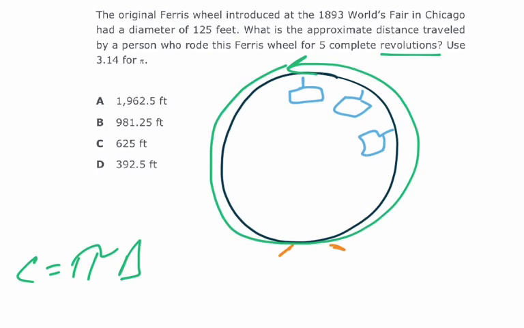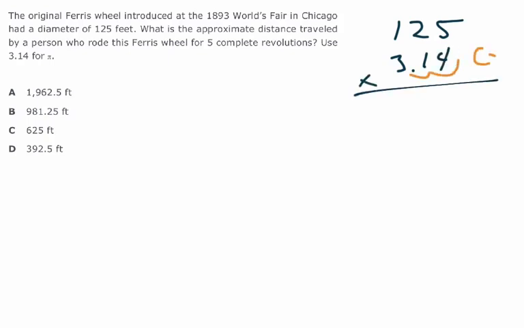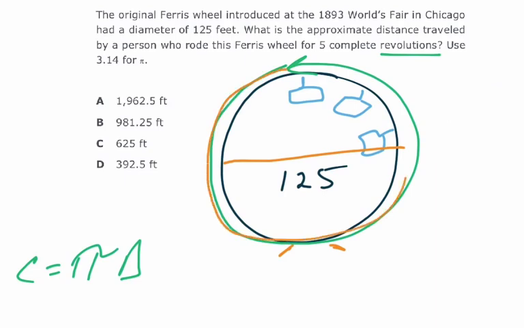Well, what's the diameter? They give it to us. It says the diameter, the distance across, is 125 feet. So all we need to do to figure out one revolution is take 125 and multiply it times 3.14. I worked it out previously just to help us go a little faster here, and you should get 392.5 feet. And it's not feet squared, we're going around this circle here in circumference.